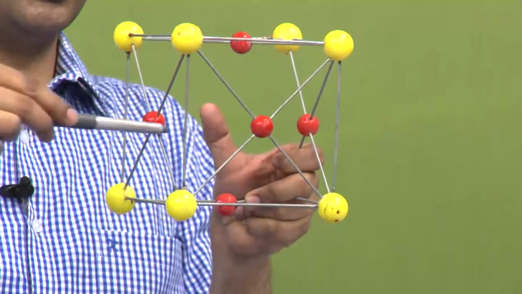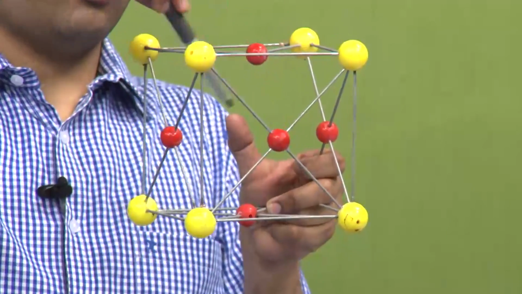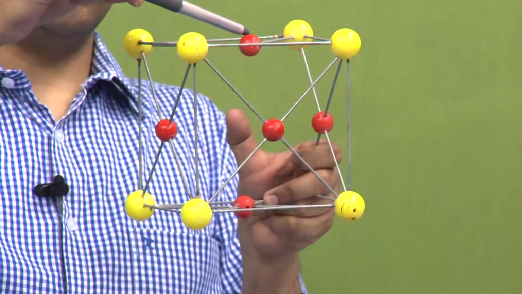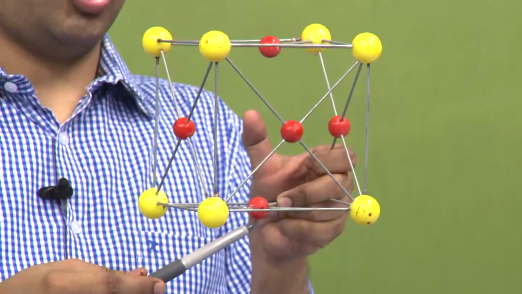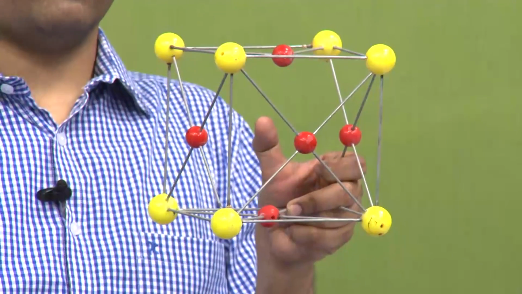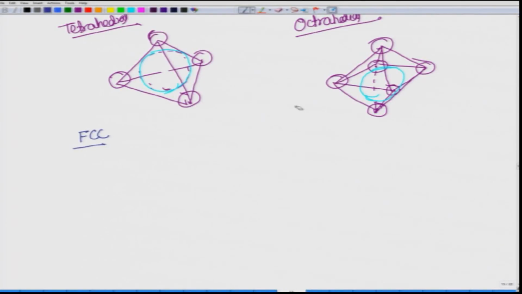So, these 6 atoms together, they make, what do you see? What is the kind of structure it is making? It is a square on this plane, and there is 1 atom on the top and 1 atom at the bottom, just around the center of the axis, and this would look very similar to what we have drawn over here. So, this is octahedral and this is thus octahedral in the FCC.